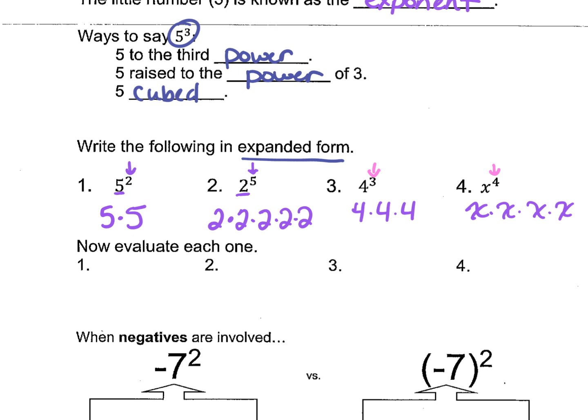Okay, so now it says we're going to evaluate, which means we're going to take it one step further and find an answer to the problem. So 5 times 5 is 25, and I want you to do that, pause, and try that for 2, 3, and 4.